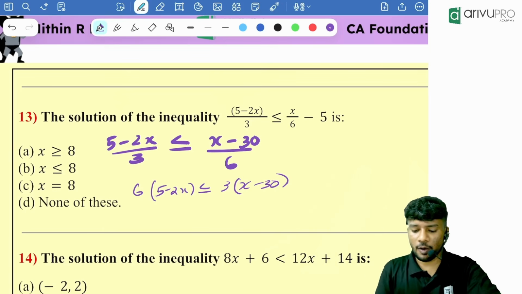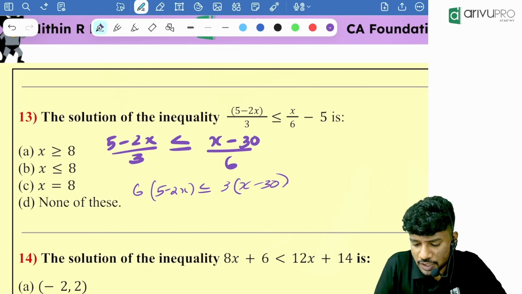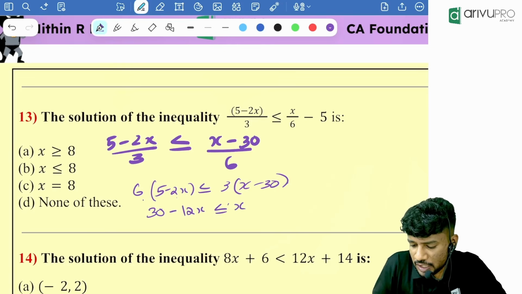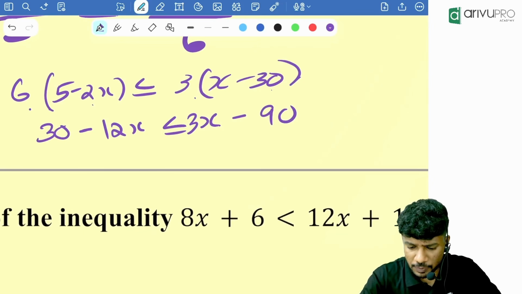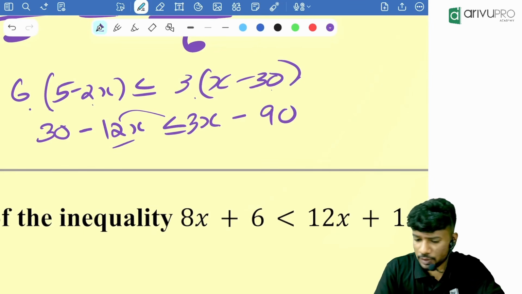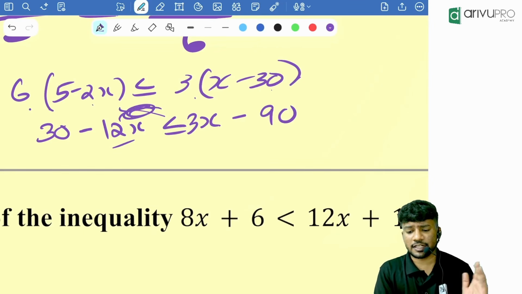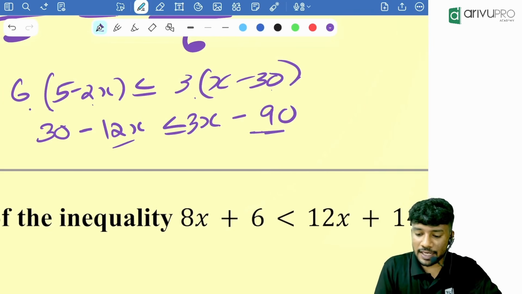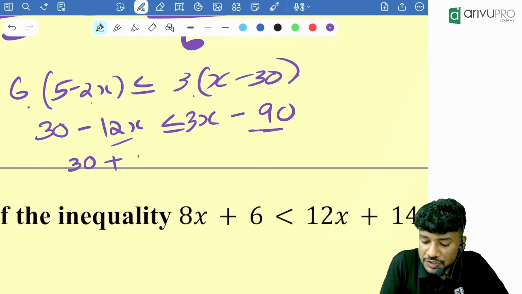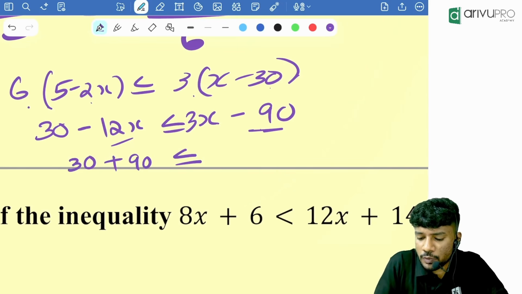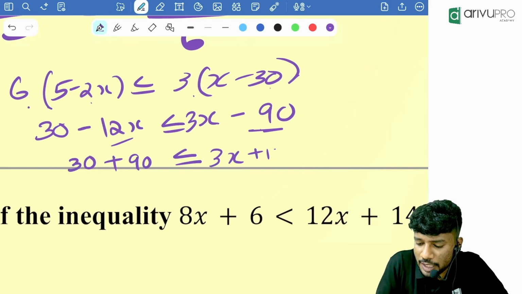Okay. Then open the bracket. 6 into 5 is how much? 30. Minus 6 into 2 is how much? 12x. Less than or equal to 3 into x is how much? 3x. Then 3 into 30 is how much? Minus 90. Till here everyone got this? Now rearrange. People, take 12x to the other side. Then it will become what? Minus 12x goes to the other side, it will become plus 12x. Minus 90 comes to this side, it will become plus 90. So 30 plus 90 less than or equal to 3x plus 12x.